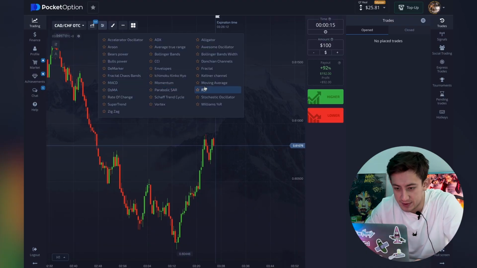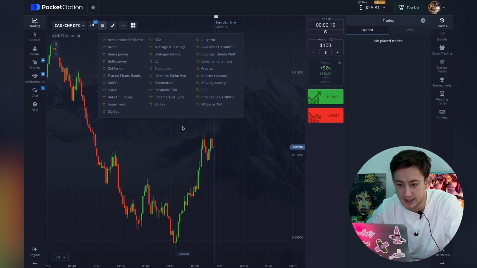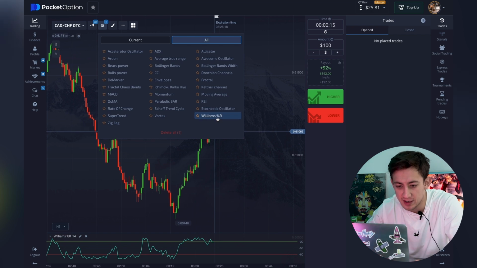First, let's set the same settings as mine. Now, let's choose our indicators. It is essential to select effective indicators. I believe today we'll use indicators like Williams and our favorite, momentum, of course.